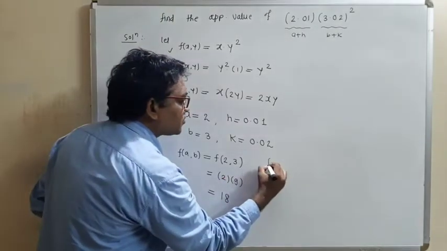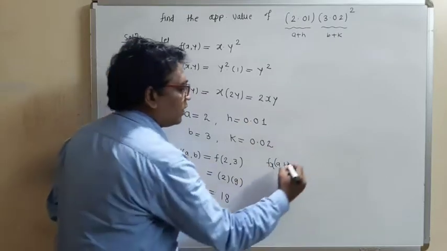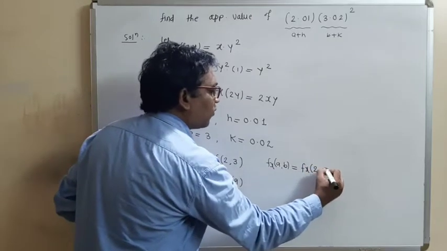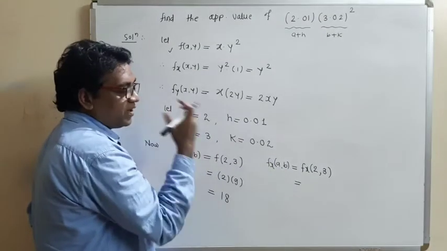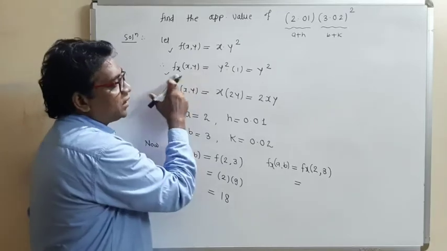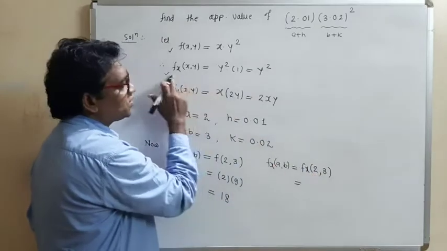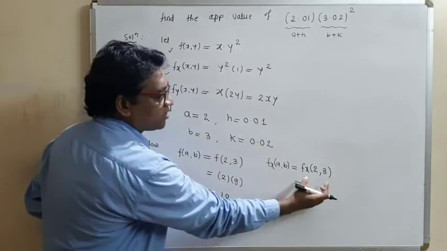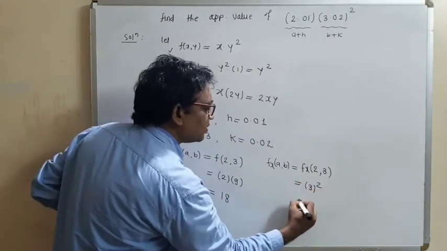Now find the next functional value, this is fx at ab. So this is equal to fx at, what is a? A is 2 and what is b? It is 3. So find this functional value fx at 2, 3. So we use this function fx at xy. In this function, we have to put x equal to 2 and y equal to 3. Now fx at xy is y square. So what is this value? Y square means put y equal to 3, 3 square is 9.